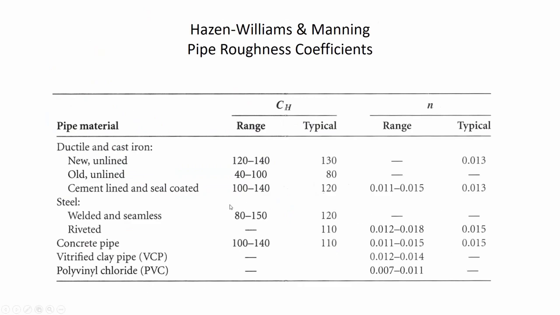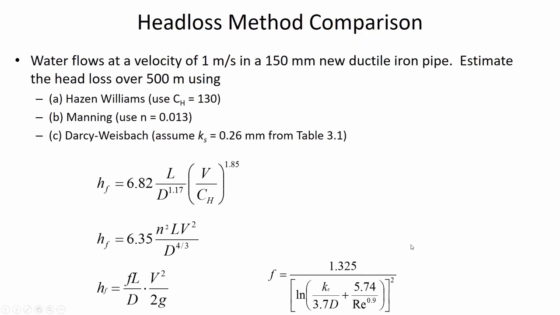Here's a table that compares typical C values and typical n values, and let's use those in a comparison of the three different methods: Hazen-Williams, Manning's, and Darcy-Weisbach. The Darcy-Weisbach is the gold standard in accuracy. If we really wanted to be picky, instead of using Jain, we could use the Colebrook equation, but Jain does a pretty good job as we've previously demonstrated.